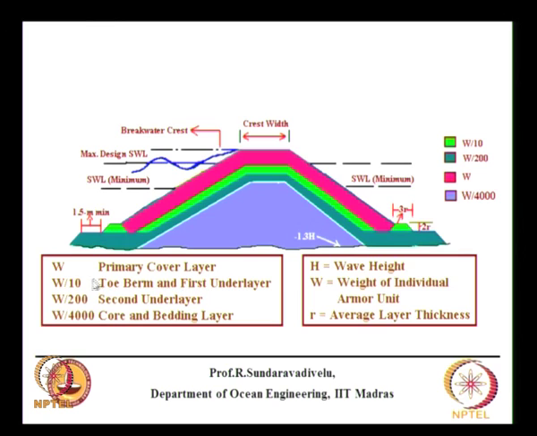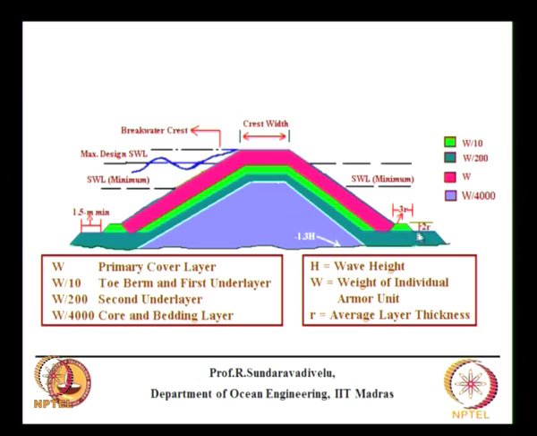So these are the various things. W is the primary cover layer, that is the armour layer. W by 10 is used both for the toe berm as well as for the second underlayer. I am sorry, toe berm and first underlayer is W by 10. I am sorry, this is your first underlayer and this is your toe berm.